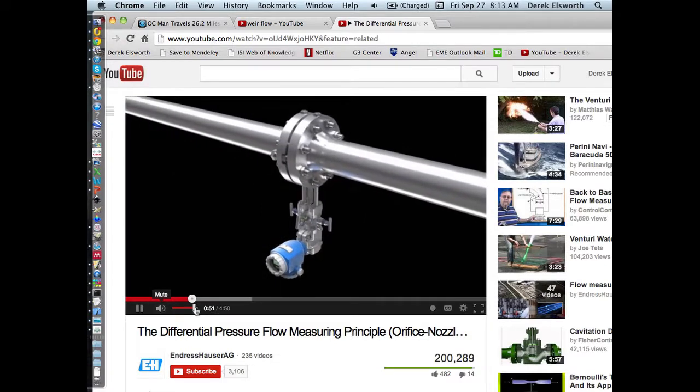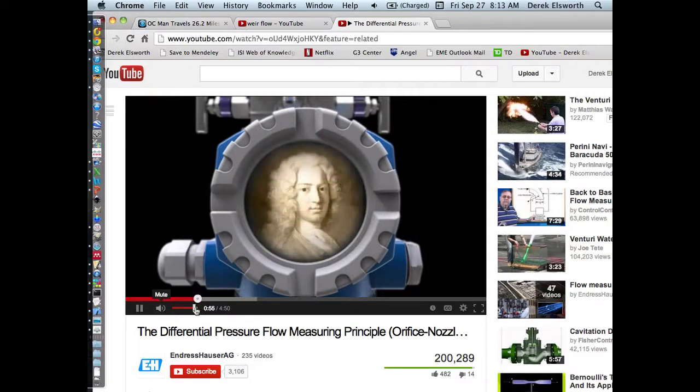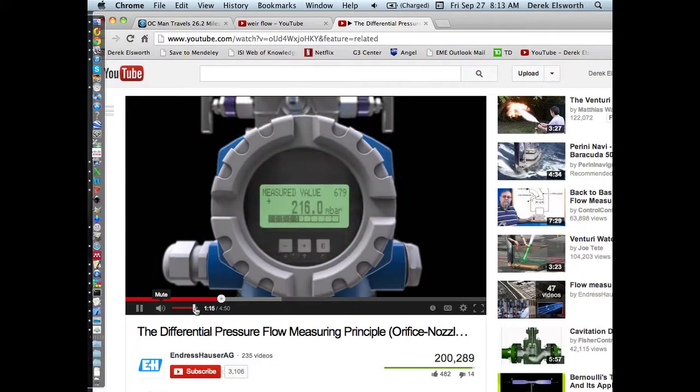Some 300 years ago, Swiss mathematician and physicist Daniel Bernoulli discovered the direct relationship between the pressure and speed of a fluid flowing in a pipe. Italian physicist Giovanni Battista Venturi also performed experiments on flow. And in 1797, he built the first flow meter for closed pipes, known as the Venturi tube.